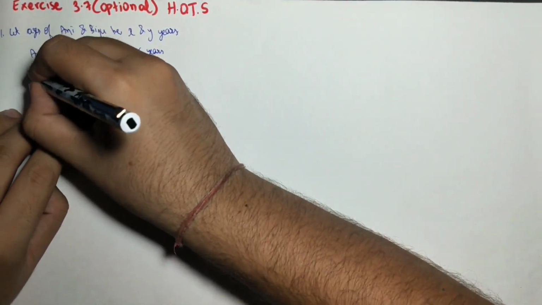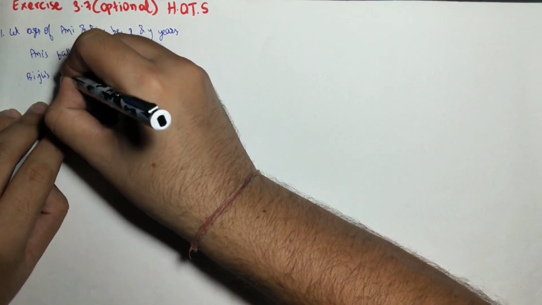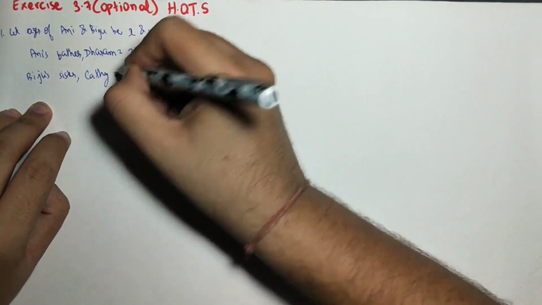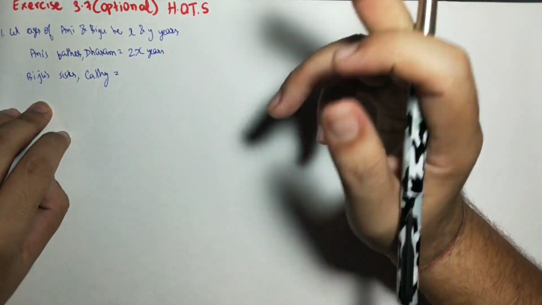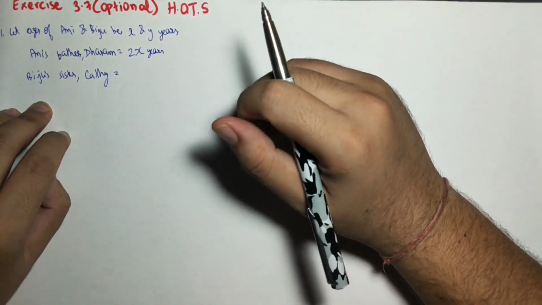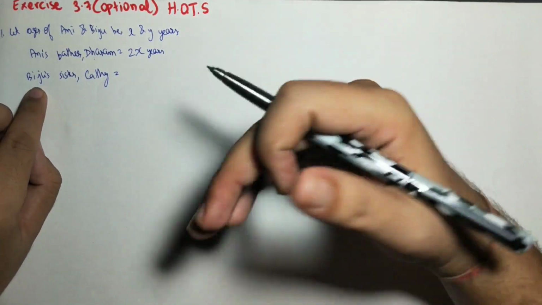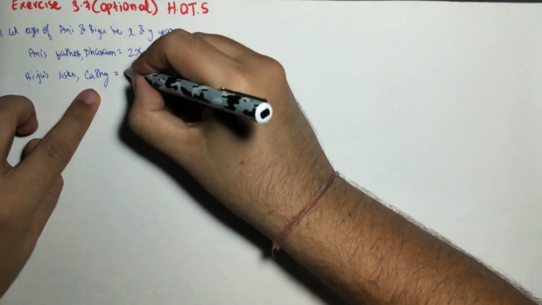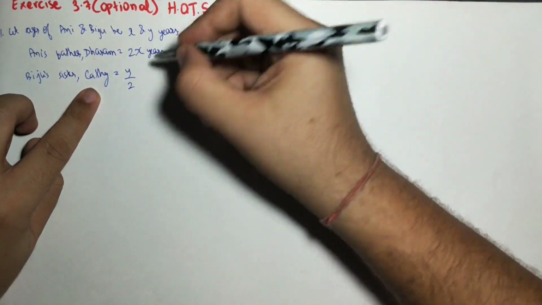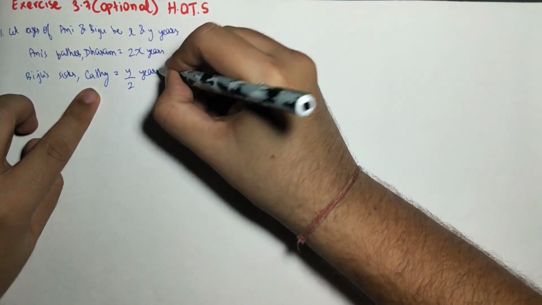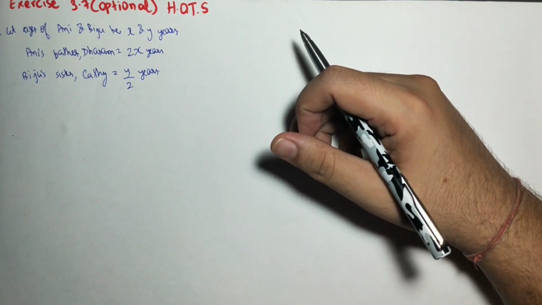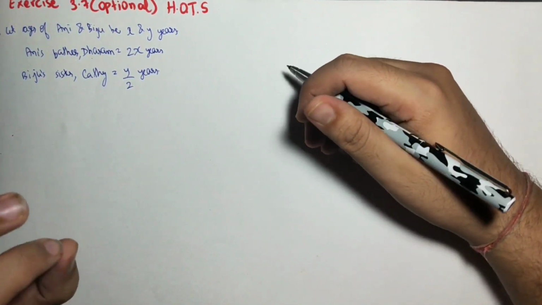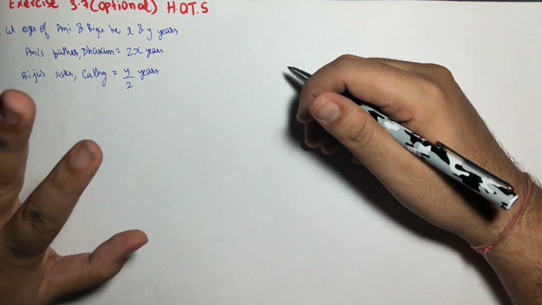And Biju's sister, that is Kathy, she is half the age of Biju. Why half the age? Because Biju is twice the age of Kathy, so Kathy would be half the age of Biju. So Kathy would be y by 2 years. You got all the variables. Now I am taking the second condition first, that difference between Dharam and Kathy.